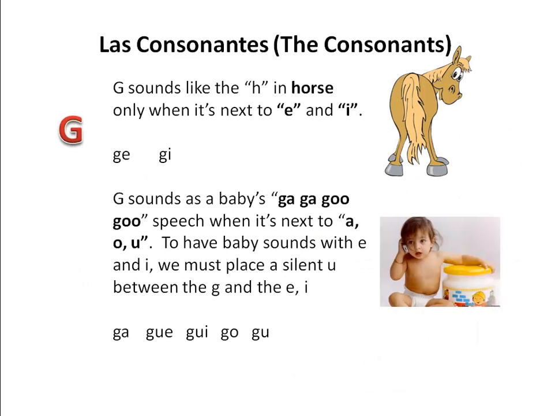G sounds like the H in horse when it's in front of an E and an I. So he, hi. G sounds as a baby's gaga goo goo speech when it's in front of an A, an O, or a U. To have baby sounds with an E or an I, we need to put a silent U between the G and the E, or the G and the I. So ga, gue, there's that silent U. Gui, silent U. Go, gu.